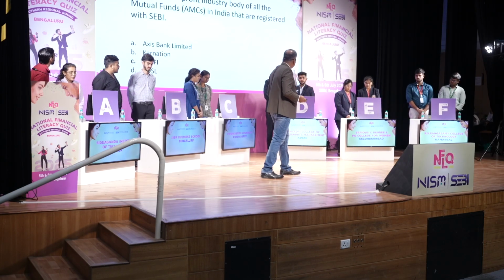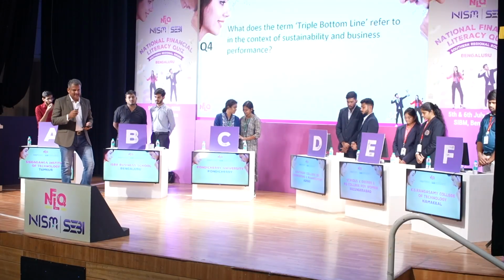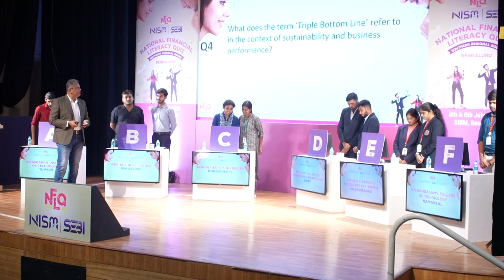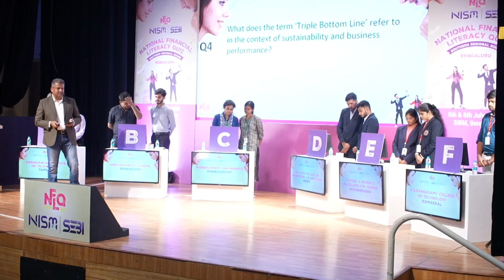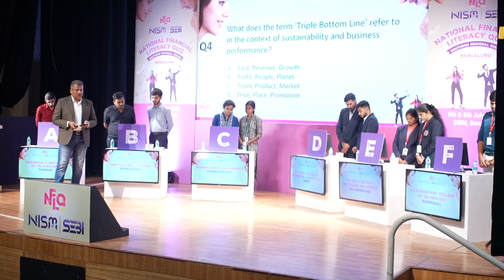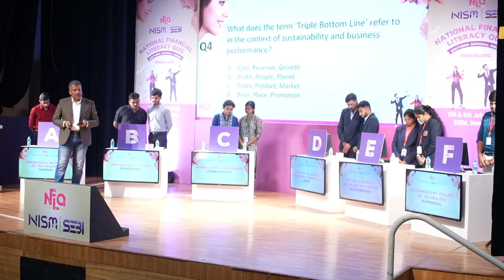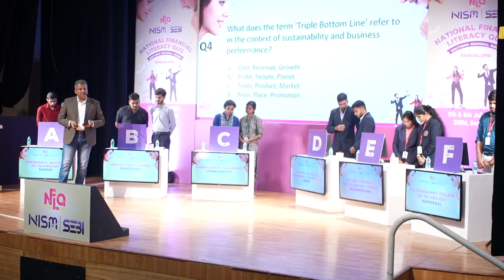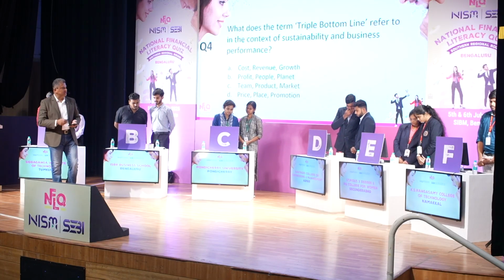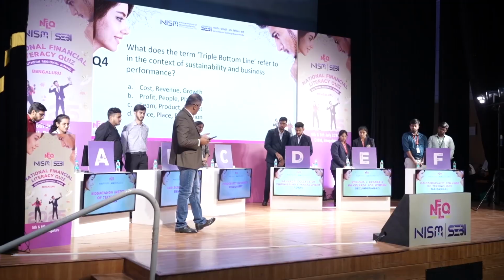Moving across to my left, Team D, your direct is this. What does the term triple bottom line refer to in the context of sustainability and business performance? And these are your options. Is it cost, revenue, and growth? Is it profit, people, and planet? Is it team, product, and market? Or is it price, place, and promotion? Team D. It's option D, price, place, and promotion in the context of sustainability and business performance.